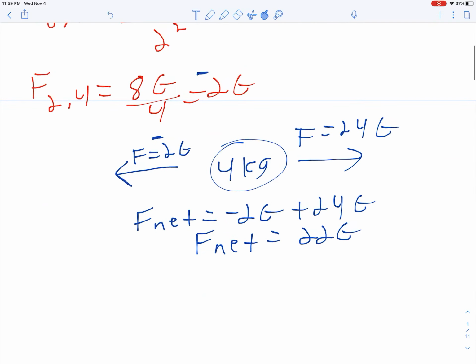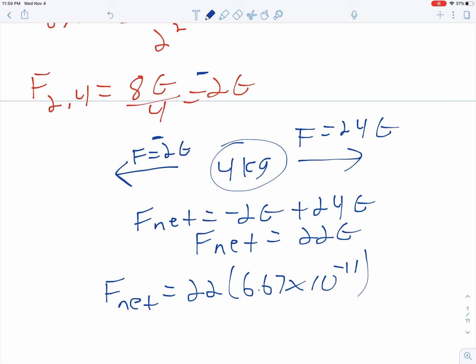Okay, now I'm going to plug in the G. So now I'm going to do 22 times 6.67 times 10 to the negative 11. One second, let me plug it in the calculator. I get 1.47 times 10 to the negative 9. That's my answer.